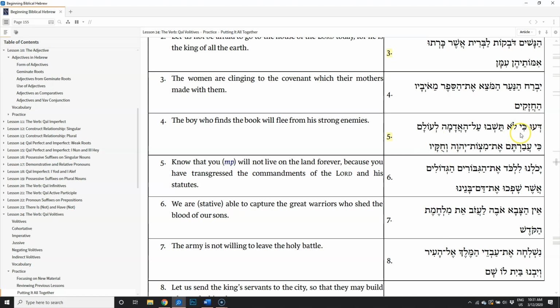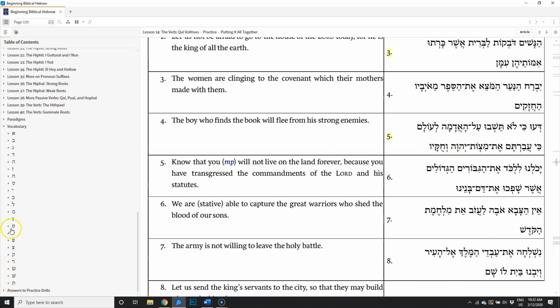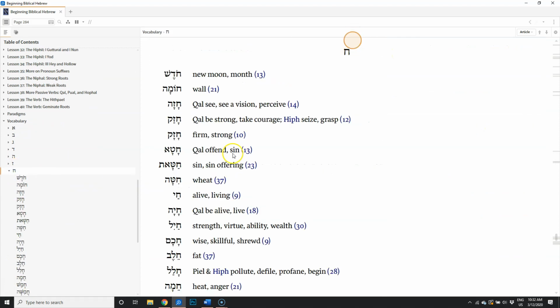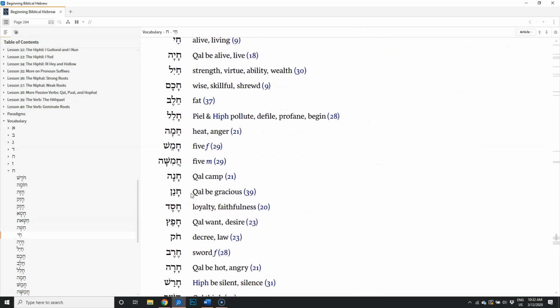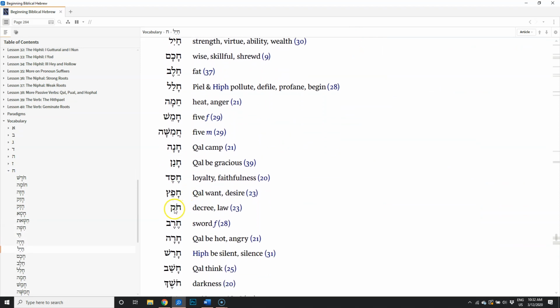So, understand or know that you will not dwell upon the land forever because you have transgressed the commandments of Yahweh and his decrees or ordinances or statutes. Let's look up chok real quick because I want to refresh my memory for how that appears. Yeah. All right, so chok, it's hard to say. Chok is decree, law, ordinance, statute, whatever. And then I think the plural form of this is chukim, which is where the shureq comes in. All right, good enough.